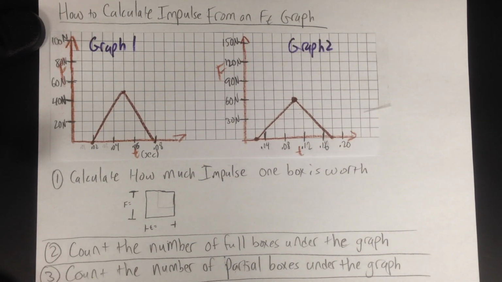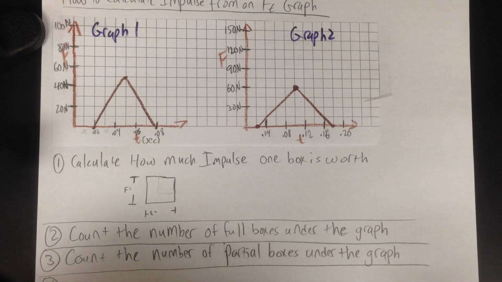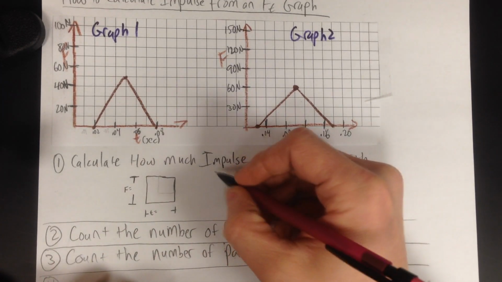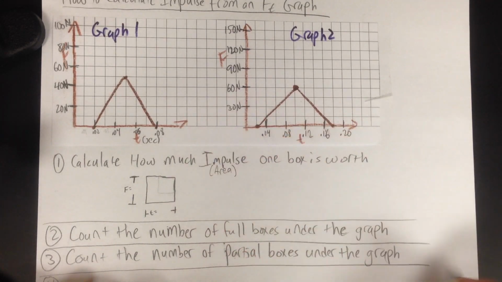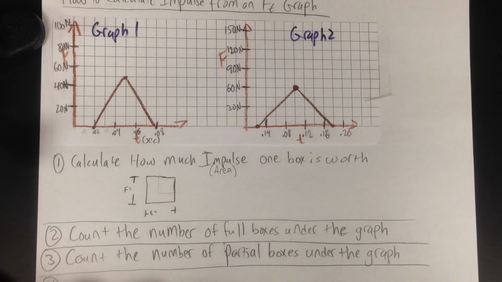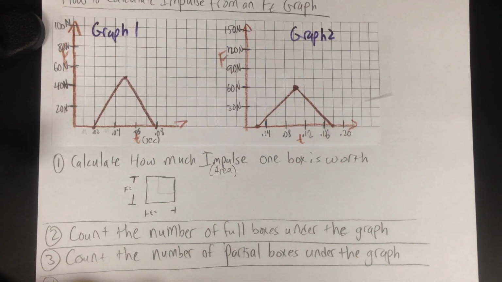So the first thing you need to do is calculate how much the area of just one box is, and then we're going to see how many of those boxes there are, and that's our general way of going about this. So number one, calculate how much impulse one box is worth. The impulse is the area, remember? So we're basically going to see how much area one box is worth. We're going to do graph one on the video, and then you're going to do graph 2 on your own.